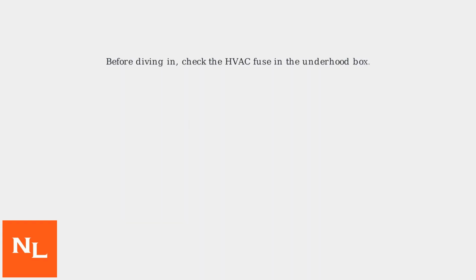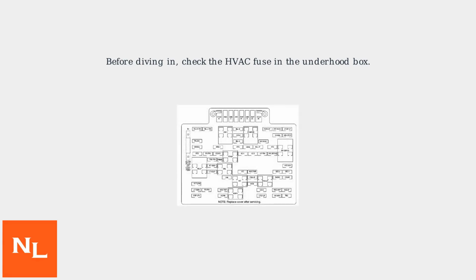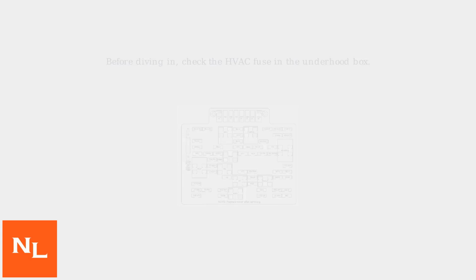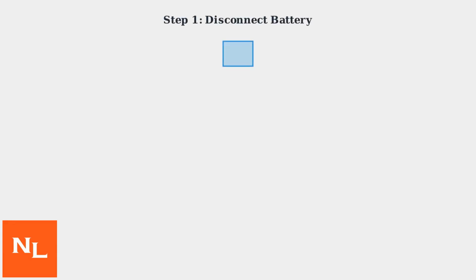Before diving in, make sure to check the HVAC fuse in the underhood box to rule out a simple blown fuse. This issue is very common in the listed Yukon models and can be easily fixed with the right tools and knowledge. First, disconnect the battery to ensure safety and prevent electrical shorts.